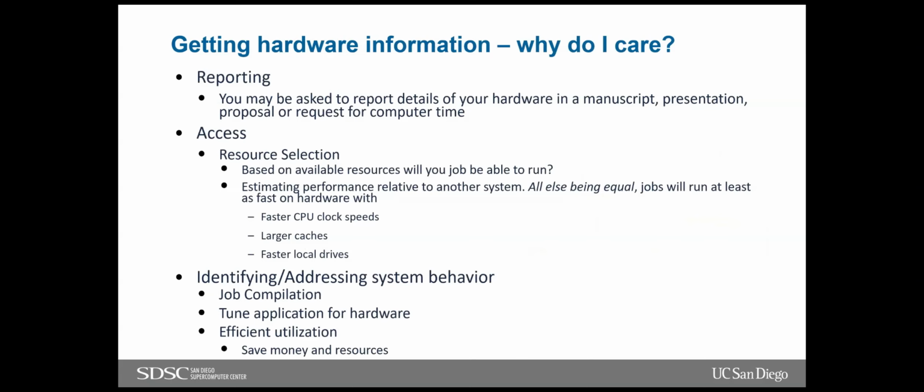So now that we know what we're going to be looking for, we'll step back a little bit and think of why I really care about these. Why do I care about this information? As I mentioned earlier, I'm not writing my own code, but there are three high level reasons why you would care. First, for reporting. If you're writing a manuscript or a paper, it's usually good to put in there what you ran your code on. It's also important for documentation.